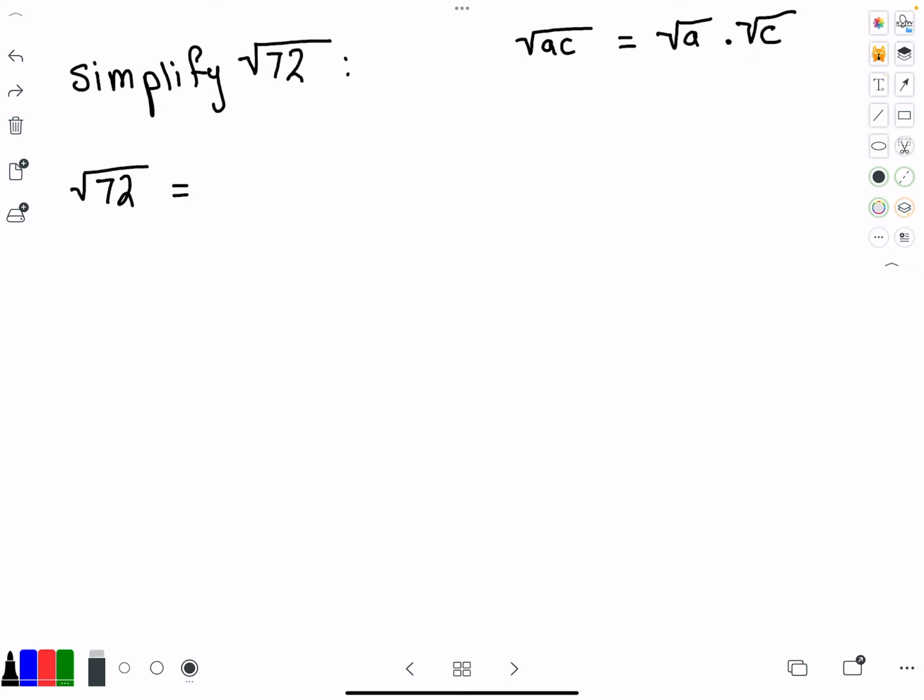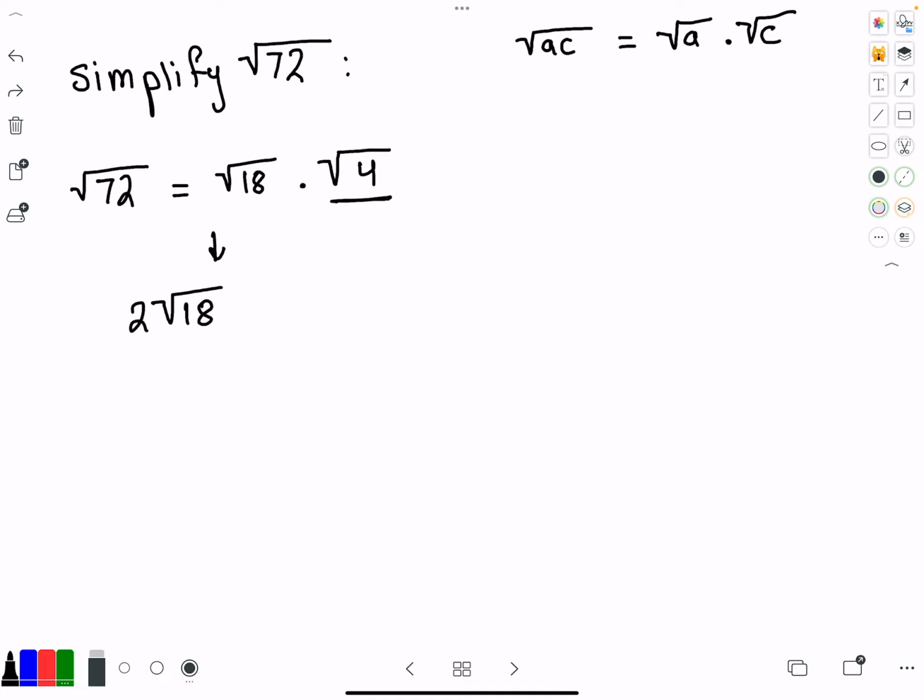So for 72, there's 18 times 4, which gives you 72. And we know 4 is a perfect square. So you're going to get 2 times the square root of 18, okay? When you get 2 times the square root of 18, you can simplify the 18.